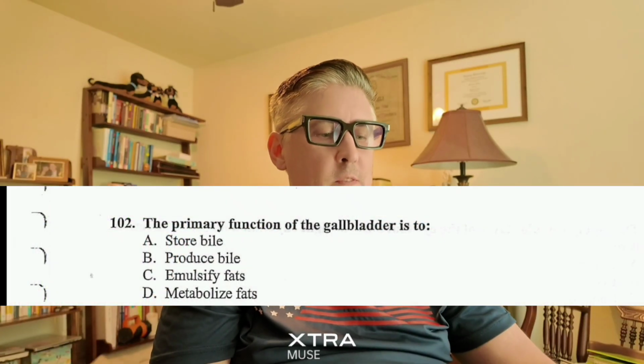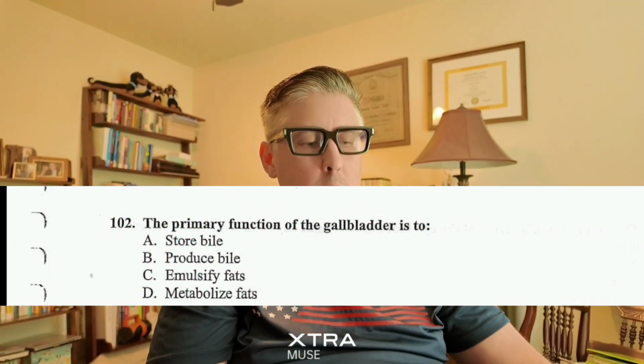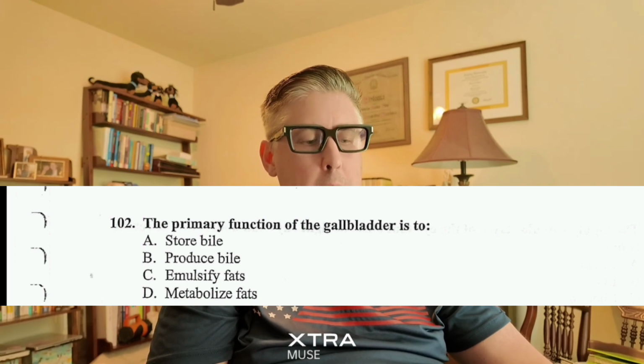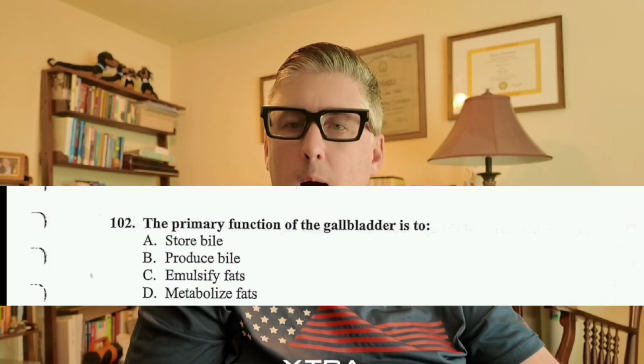So here's a question, pretty easy one. Put up on the screen. Primary function of the gallbladder is to what? Store bile, produce bile, emulsify fats, metabolize fats. Well, it's kind of a trick question here. The primary function of the gallbladder is to store the bile to eventually put into your duodenum to help break down fats. In this case, the main thing for the gallbladder is to store the bile. The liver will produce the bile, right?